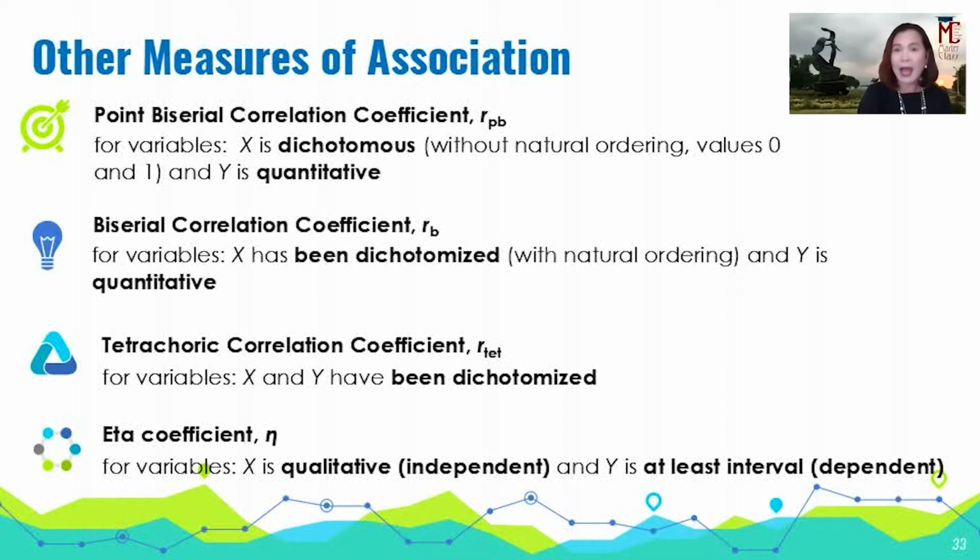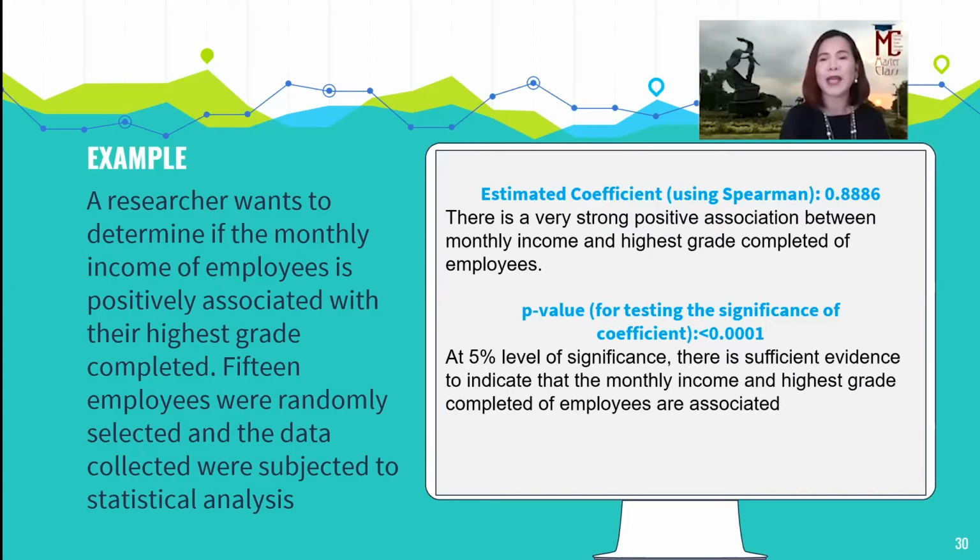Let me give you another example to get a feel for the application of these techniques. A researcher wants to determine if the monthly income of employees is positively associated with their highest grade completed. Again, 15 employees were randomly selected and the data were subjected to statistical analysis. As you can see, in my box, I used the Spearman. Why did I use the Spearman?